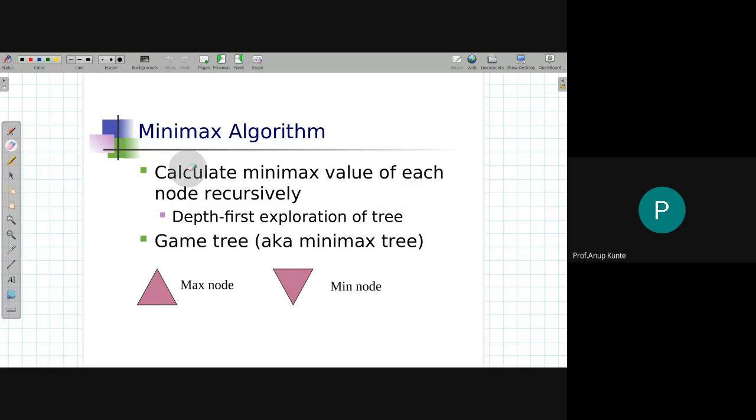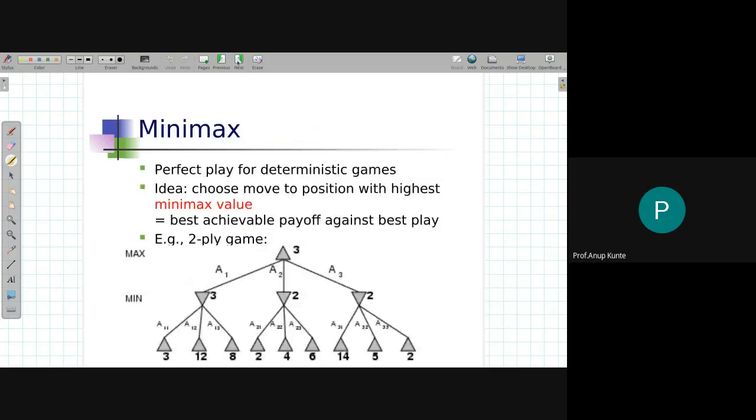Basically, this minimax algorithm that computes the minimax value does an exploration of the game tree in a depth-first search manner. So the DFS algorithm applies because of the recursive nature of this definition. Let's see this algorithm in action on this particular tree.